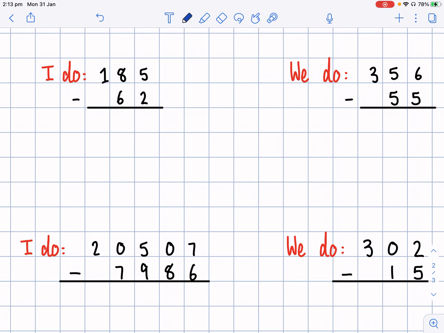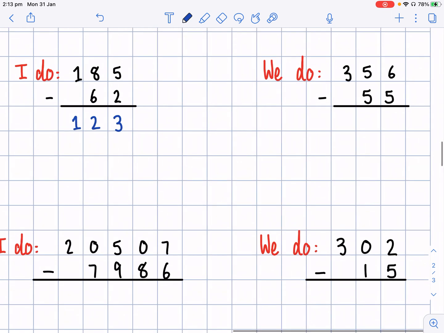Okay, so for these ones, again, we're starting on the right. We've got 5 minus 2 is 3. 8 minus 6 is 2. 1 minus nothing, 1. 123. I now want you to pause me. Okay, let's have a look at the we do. 356 minus 55. 6 minus 5 is 1. 5 minus 5 is 0. 3 minus nothing, 3.